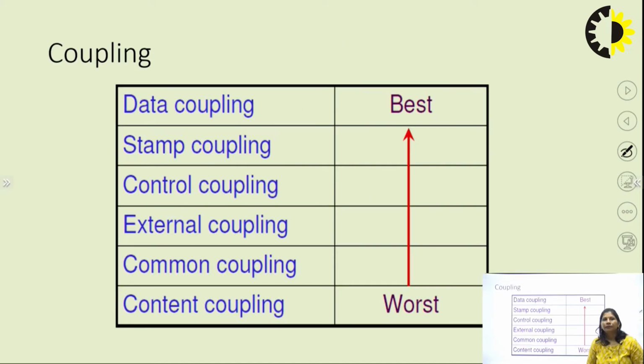We have seen that data coupling is considered the best, and content coupling is considered the worst one, right?